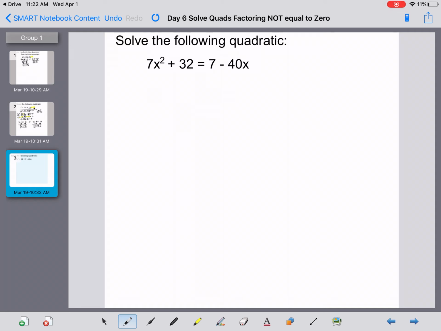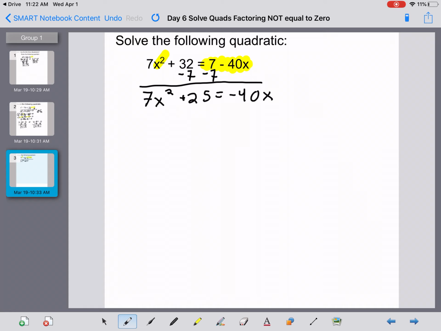When I am solving this, I need to get my quadratic set equal to 0. This is not equal to 0, but I want to keep the x squared where it is. So I'm going to move this 7 to the other side by subtracting 7 from both sides. I'm left with 7x squared plus 25 equals negative 40x.